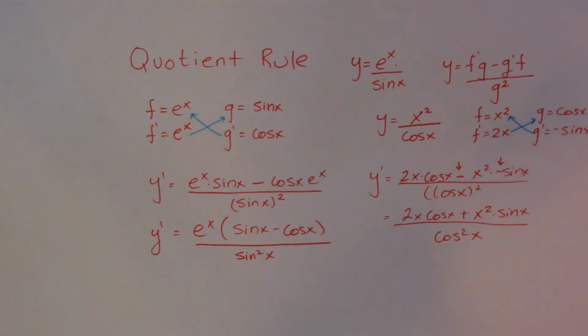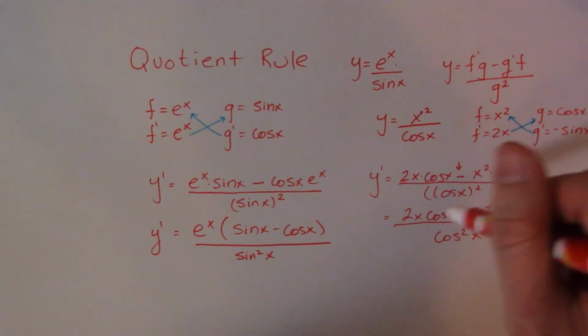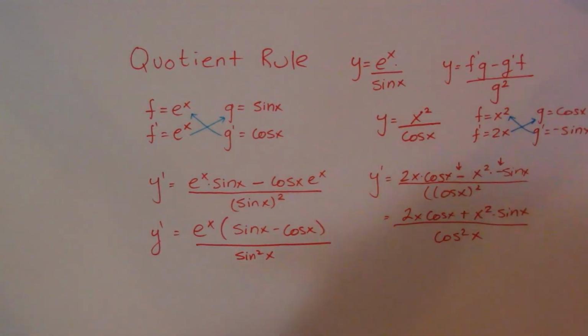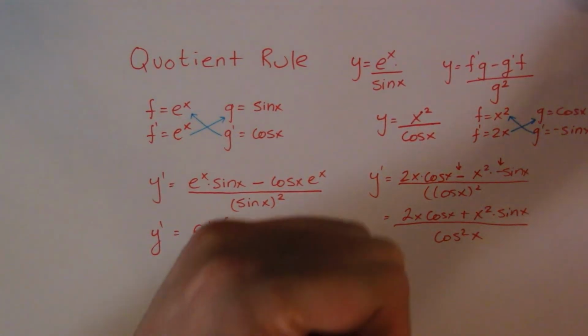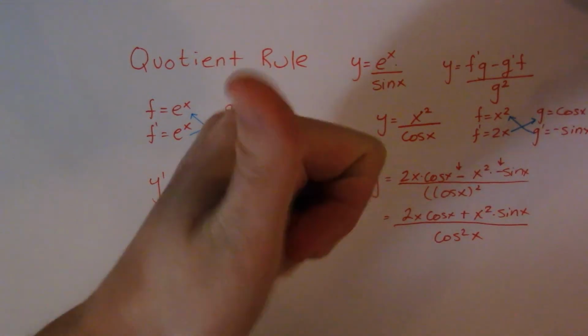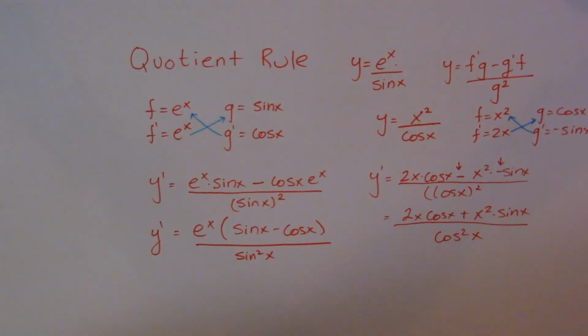And there you go. That's another simple example of the quotient rule. I could factor out something here, but I don't really think it's worth it. So I hope this little video helped you if you're struggling with what the quotient rule was. I'm going to give you some more complicated examples in some other videos.